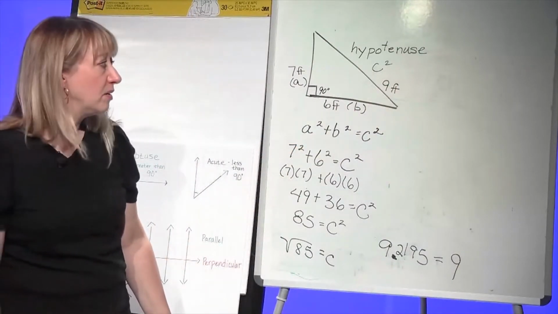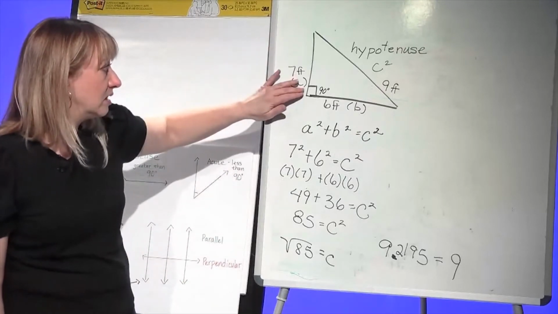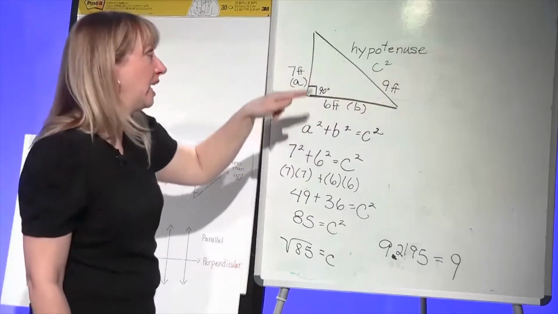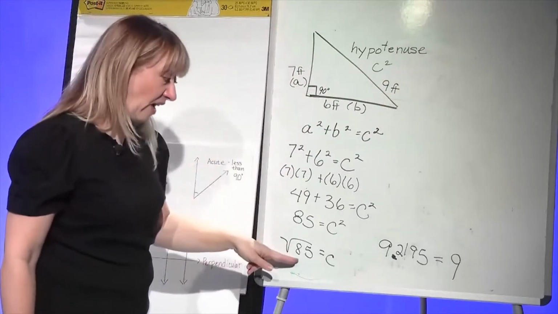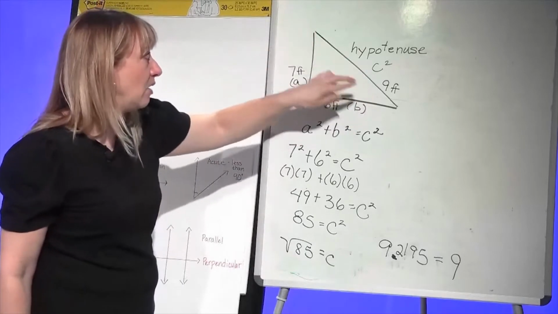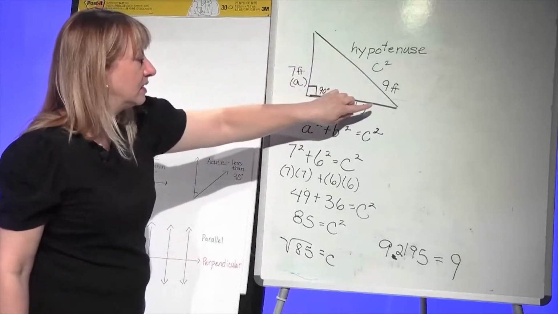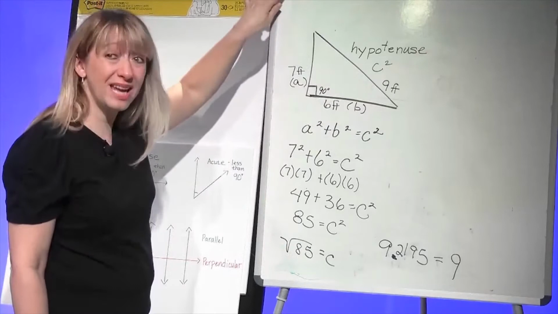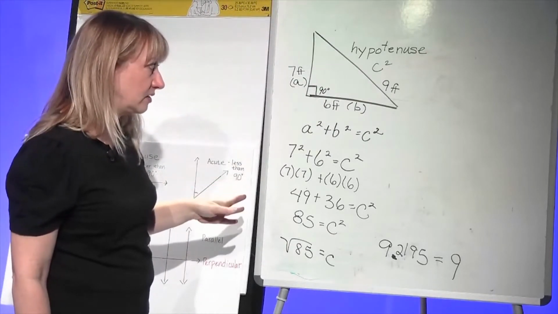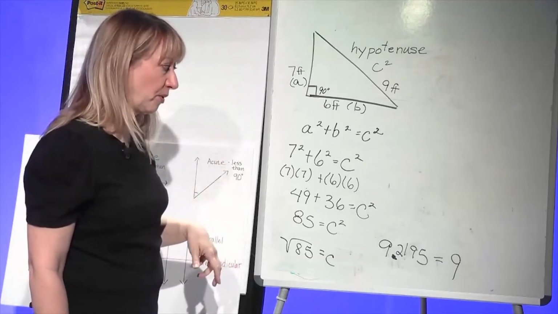So again, think about it reasonably. If this is 7, this is 6, and if this turns out to be 9, that sounds about right. If you had left it at 85, say you forgot to take the square root, that would make no sense. How could these two be 6 and 7 feet, but this one's going to be 85? That wouldn't make sense. So always double check your answer so that it seems reasonable.